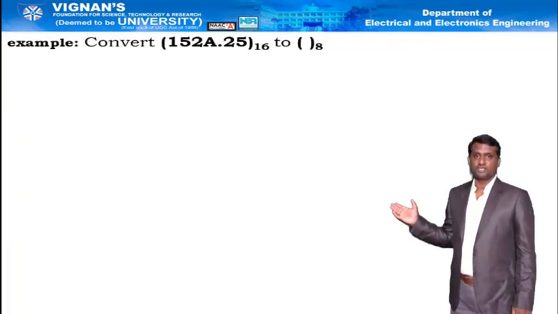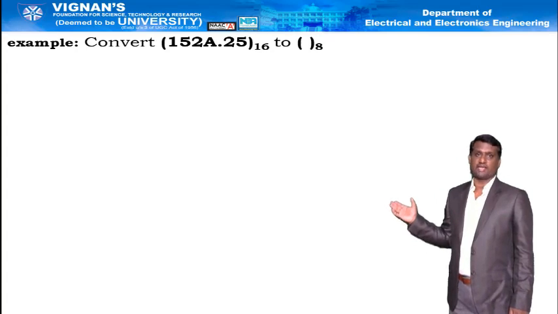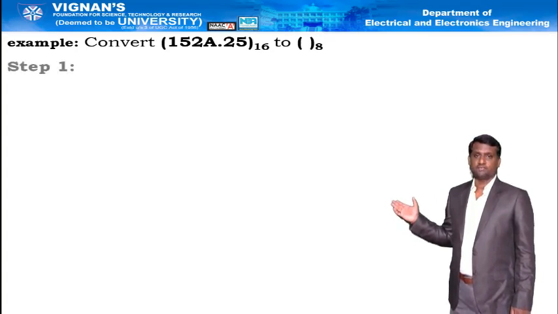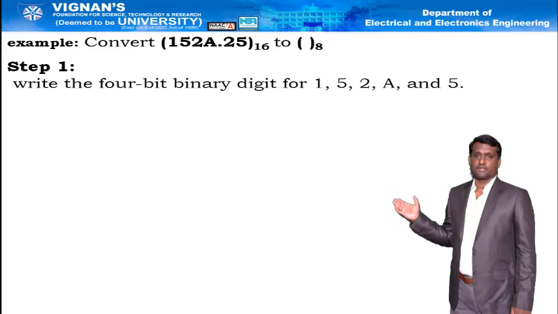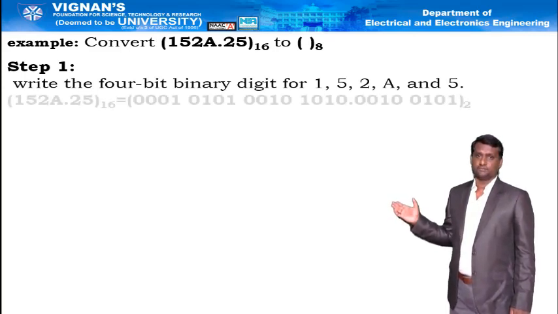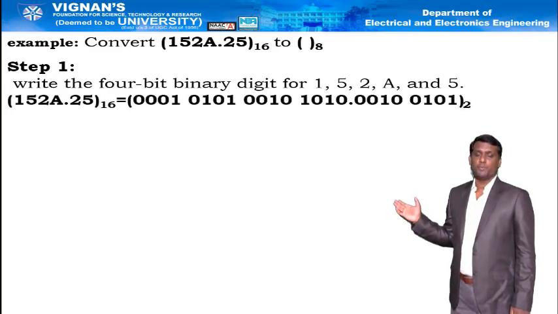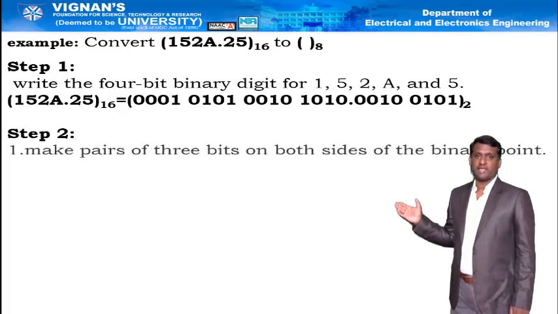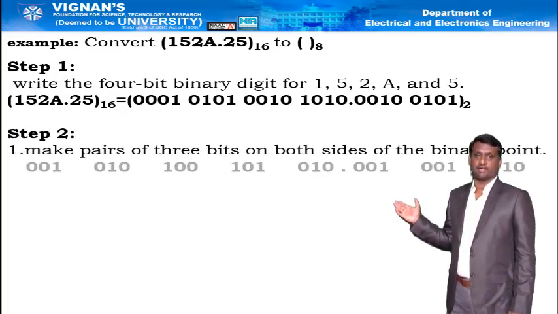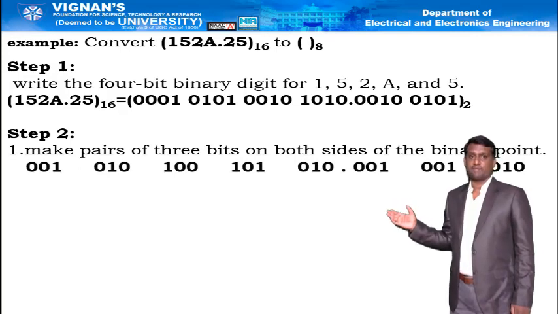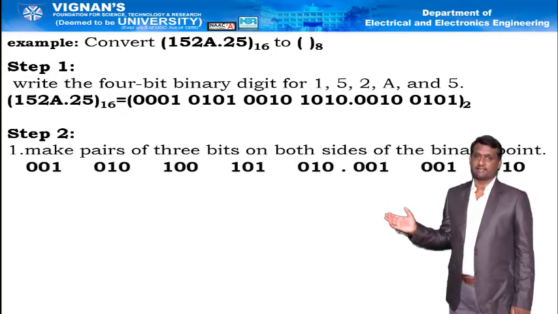Convert 152A.25 base 16 to base 8. In the first step, write the 4-bit binary digits for 1, 5, 2, A and 5. Then group the bits in 3s. Make groups of 3 bits on both sides of the binary point, that is, from the binary point toward the left for the integer part and toward the right for the fractional part.